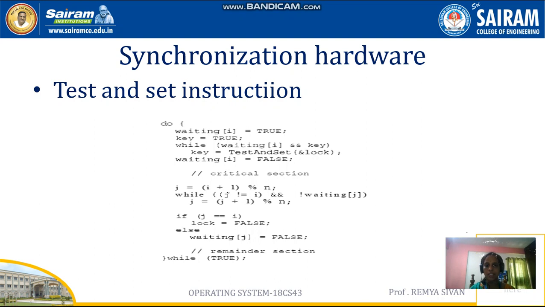After coming out of the critical section, see how progress and bounded waiting are preserved. Suppose there are four processes; for that it is implemented as a circular queue. So 1, 2, 3, 4. After 4, the first process will again get a chance. For that we make j equal to i plus 1 modulo n, while j is not equal to i and waiting of j is not true, then only j will be j plus 1 modulo n. So all processes will get the chance: 1, 2, 3, 4, and after that again 1, 2, 3, 4. In that way we can preserve progress and bounded waiting using test and set instructions.